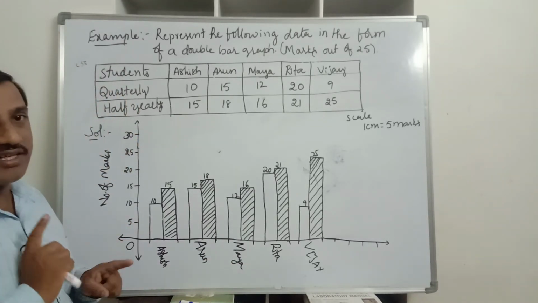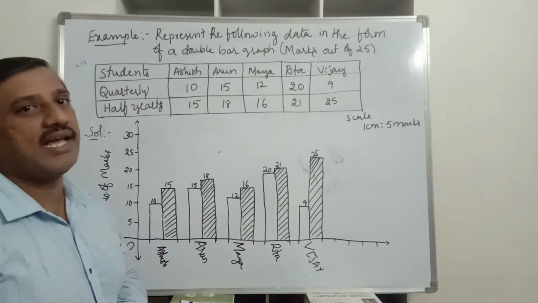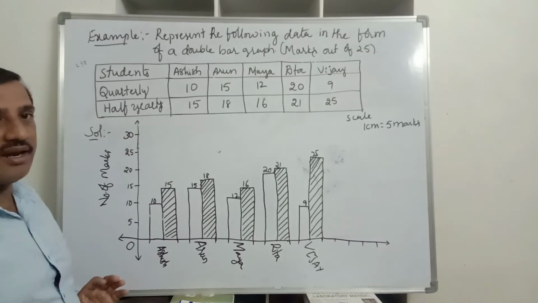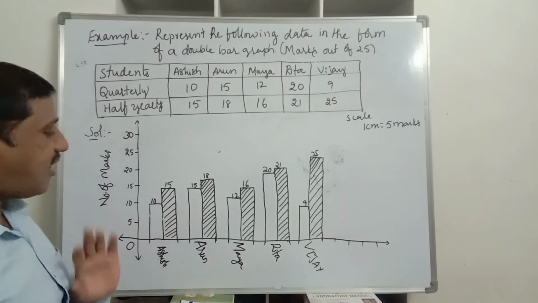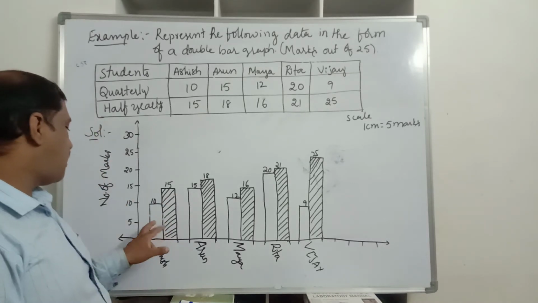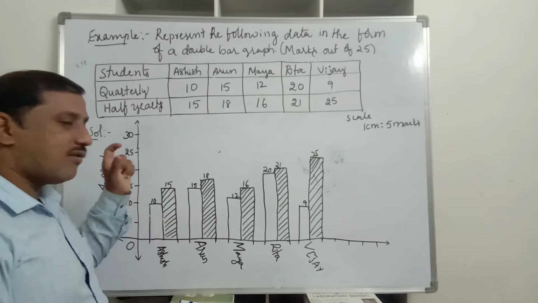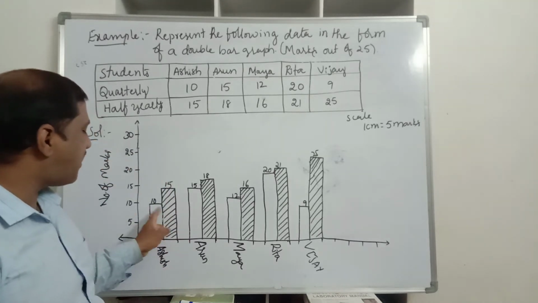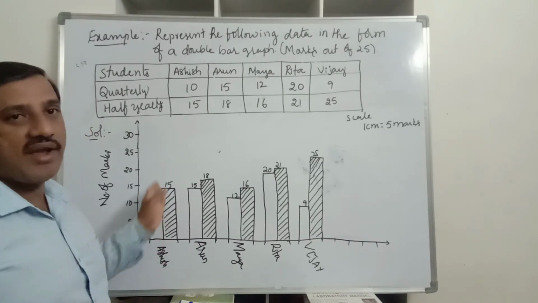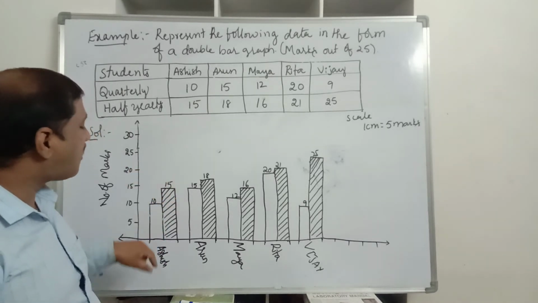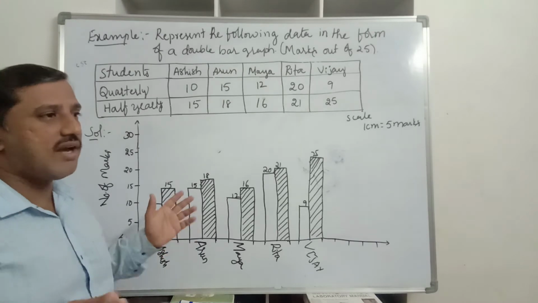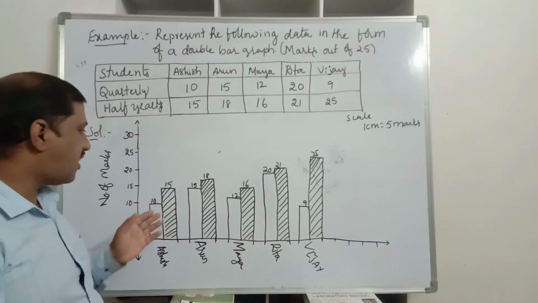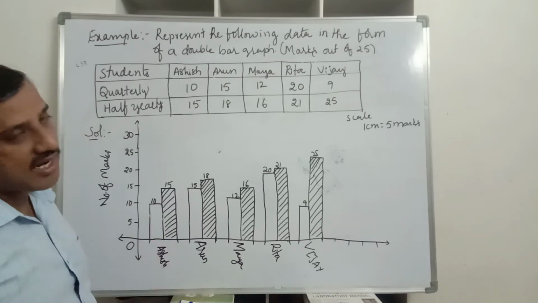How do we represent it? First thing, we should choose a proper scale. As per that scale, we should take the numbers on the vertical line, or on the horizontal line also you can represent. We are taking two bars of one student together, side by side, and we are drawing the two bars. One bar we differentiate with the lines. You can draw using your color pencils, or shade with the colors. Like this, we will represent the data.